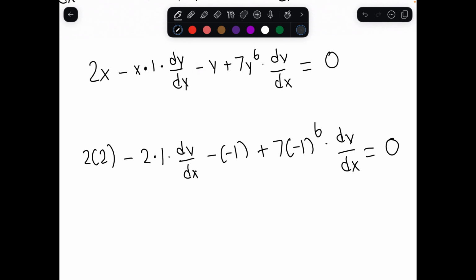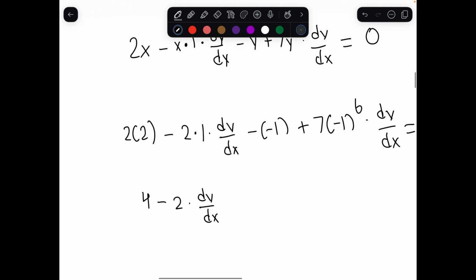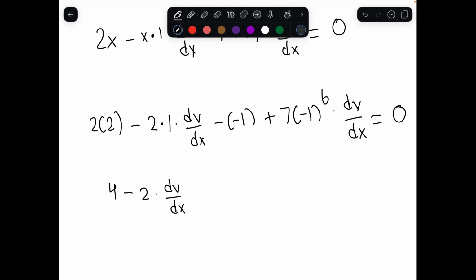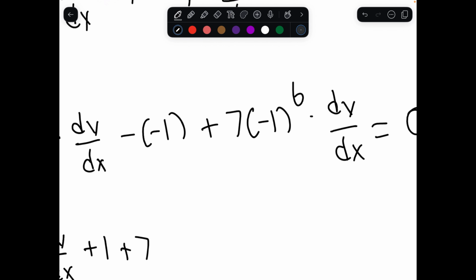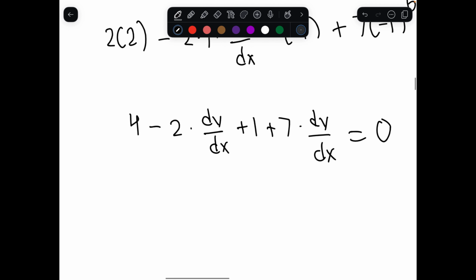Boom. Now let's simplify. This is going to be 4 minus 2 times dy/dx. And remember, this becomes plus 1, plus 7, because (-1) to the 6th is going to be 1, times dy/dx equals 0. Now all you have to do is combine like terms.